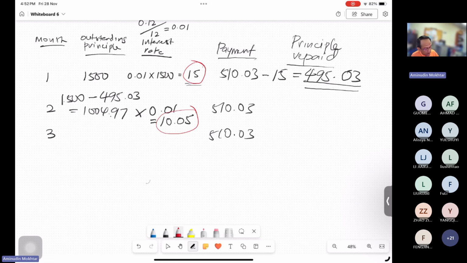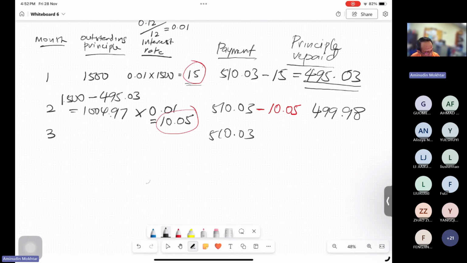Again, at the end of the second month, you need to pay back to the bank 510 ringgit and 3 cents. From this amount, the bank will deduct 10 ringgit and 5 cents for interest, and the total principal you paid is only 499 and 98 cents. That's how the bank divides the amount that you pay into interest and principal.